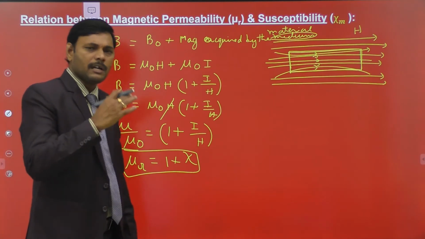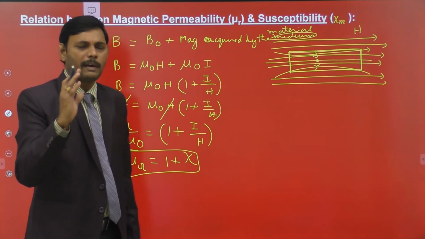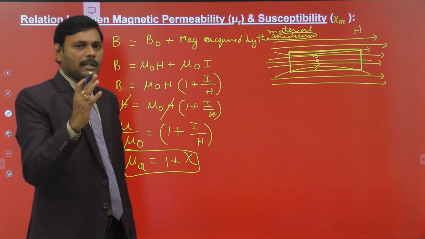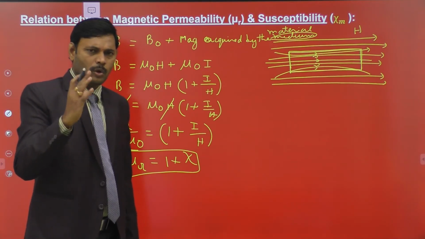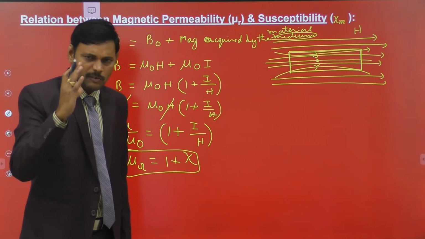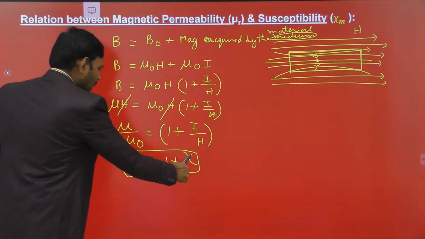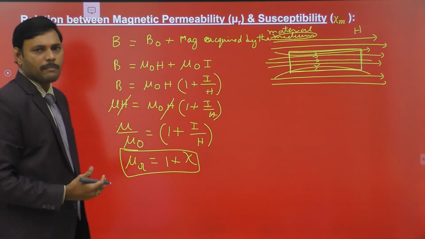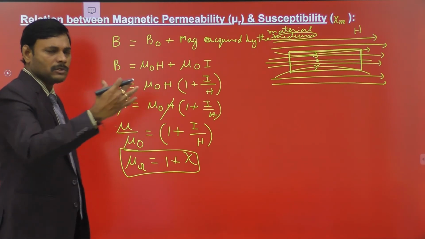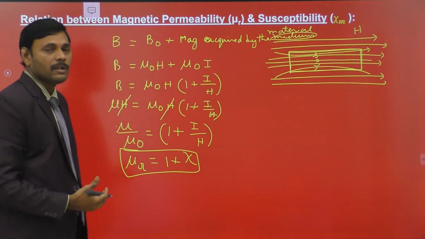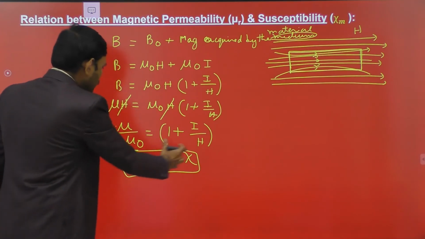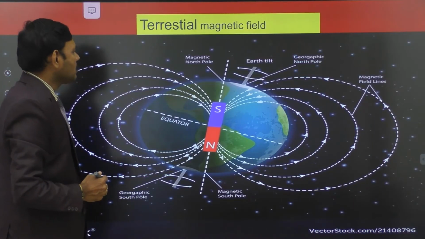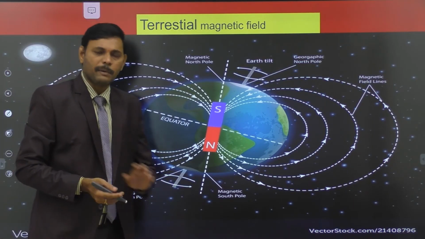Susceptibility and relative permeability are the two important parameters to know about the magnetic property of magnetic material. To know about the magnetic property, we use the values of these two and we classify them into different magnetic materials. In coming videos, we discuss the classification of magnetic materials with the help of these values of susceptibility and relative permeability. So let us move on to the next topic.